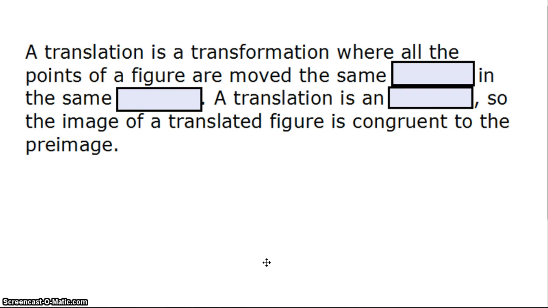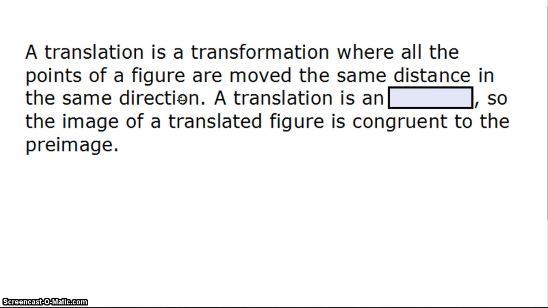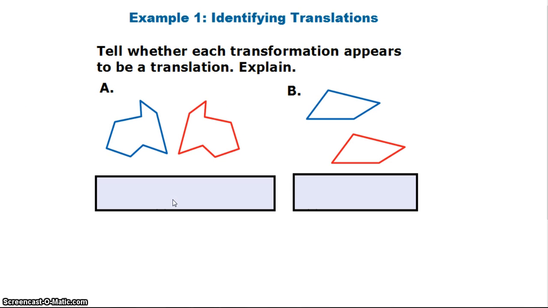A translation is a transformation where all the points of a figure are moved the same distance in the same, you got it, direction. And as we saw with yesterday's reflections, a translation is an isometry, right? So the translated figure is congruent to the pre-image.